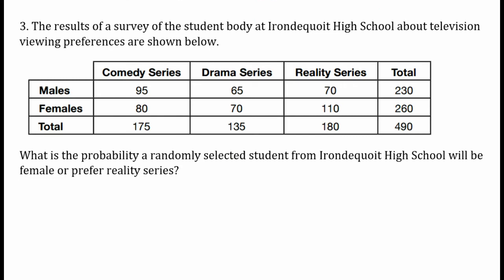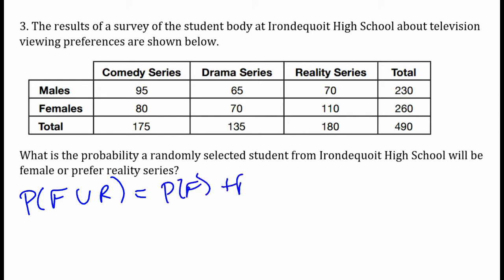Number 3, the results of a survey of the student body at Irondequoit High School about television viewing preferences are shown below. What is the probability a randomly selected student from Irondequoit High School will be female or prefer reality series? So I want P of female or reality. To find that OR probability, when I work with two-way tables, it's probably easier just to use that formula, except we're going to do it with counts, and then divide by the total. So that's the probability of female, plus the probability of reality, but I need to take away the middleman, their intersection.